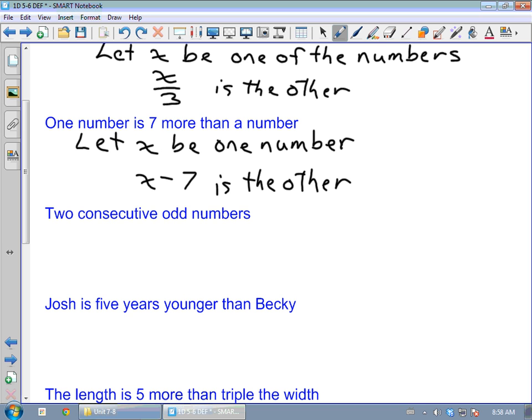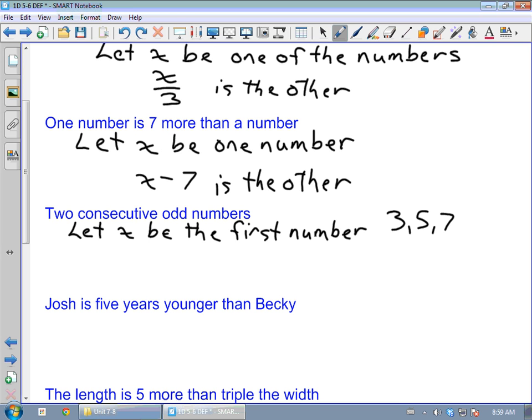Two consecutive odd numbers. Now we're getting even less and less information here, but we can always start the same way. Let x be the first number. Now, what does it mean by consecutive odd numbers? Well, odd numbers are going to be things like 3, 5, 7, 9. Consecutive just means that they are next to each other. So 3 and 5 are consecutive odd numbers. 5 and 7 are consecutive odd numbers. 7 and 9 are consecutive odd numbers because they're one after another.